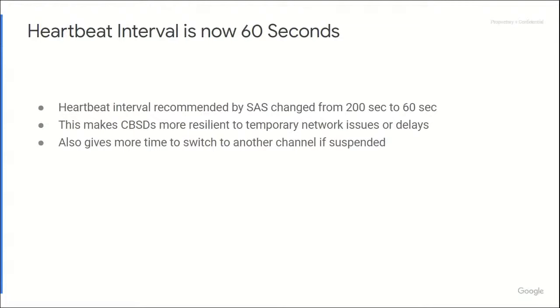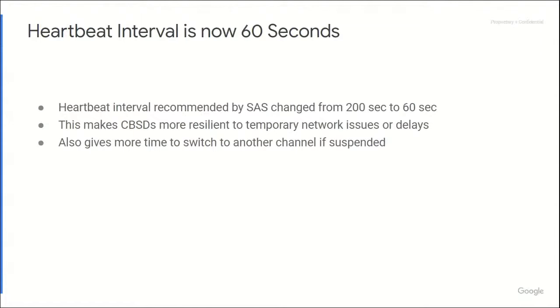Now, I'll mention this is optional guidance from the SAS. So the CBSDs are free, legally, or according to the spec, to do whatever they want to do. However, we as Google SAS have decided that we would like to recommend that those devices, those CBSDs, change from using a 200-second to a 60-second heartbeat interval. And as I mentioned, it gives them more time to figure things out if there's a temporary network issue.